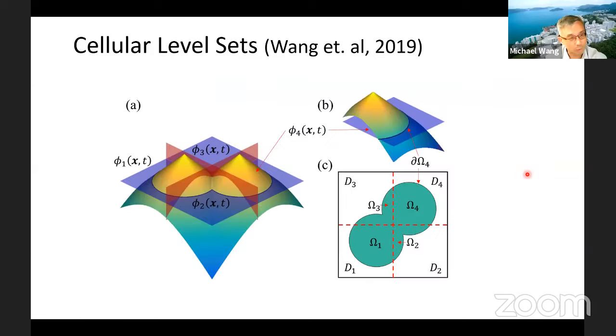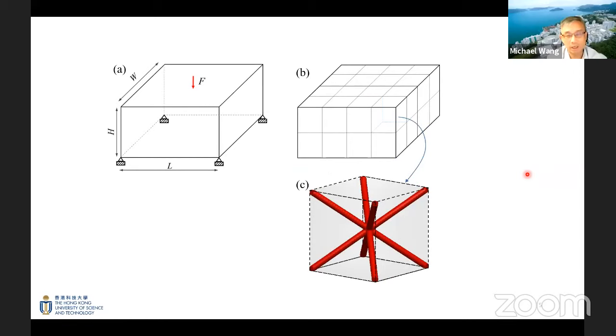So what we thought was, what if you do not use a global level set function, but rather cut your design domain into pieces, subdomains or cells, and on each subdomain or cell, you define an independent level set function. Then you can change the level set function over all cells, and you should be able to achieve the same effects to do topology optimization. Of course, there should be some other benefit.